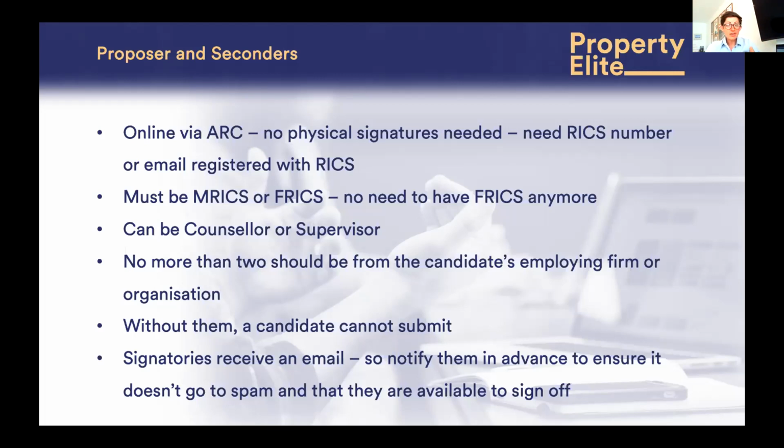Signatories get an email, so tell them that you're going to use them as a signatory, ask them if it's okay, and let them know when the email should come through, after you've put their details in. Obviously, if they're away, if they don't have time, or the email goes to spam, you'll have a problem. So just give them a call or text, whatever it is, and say, you'll get my request, I'd be delighted if you'd approve me.